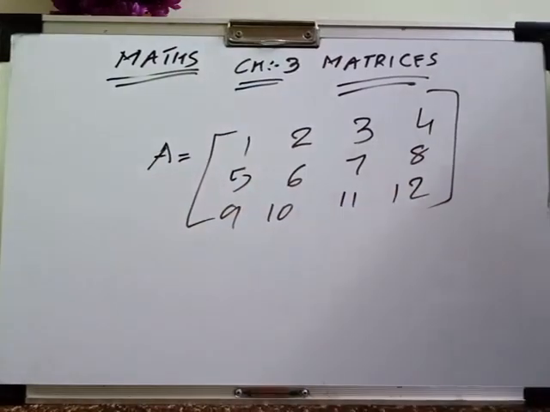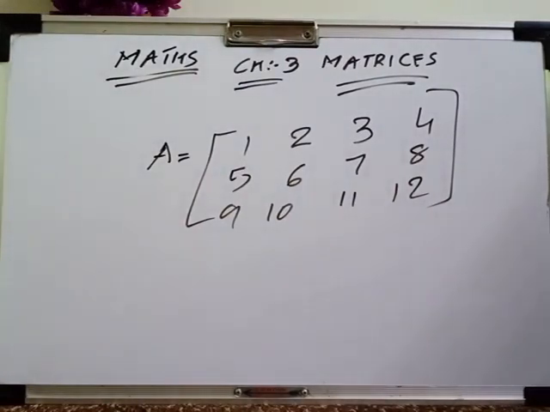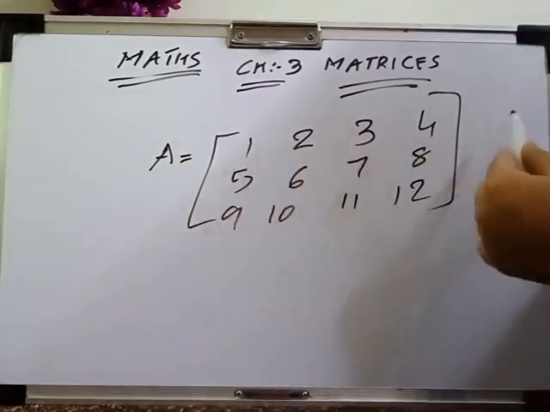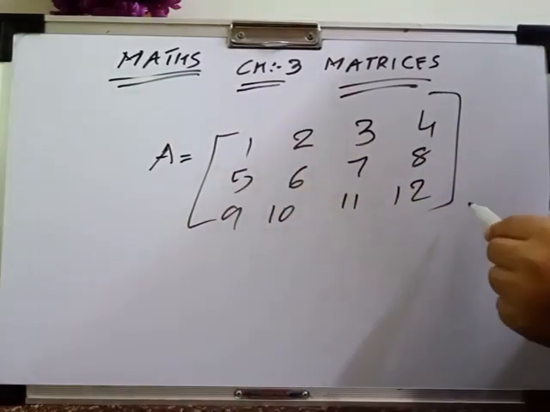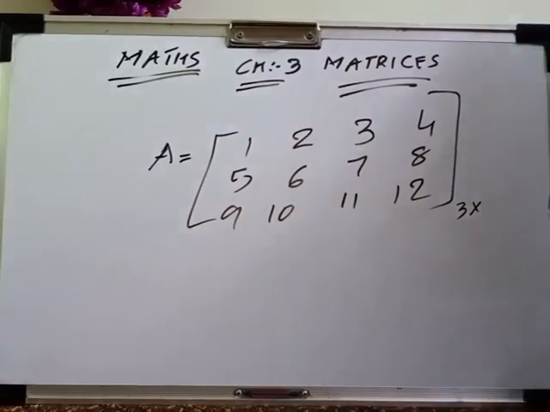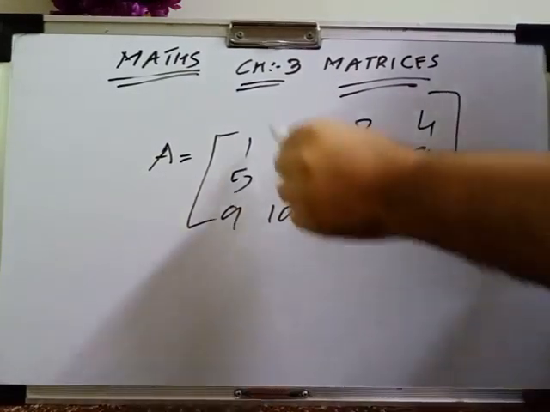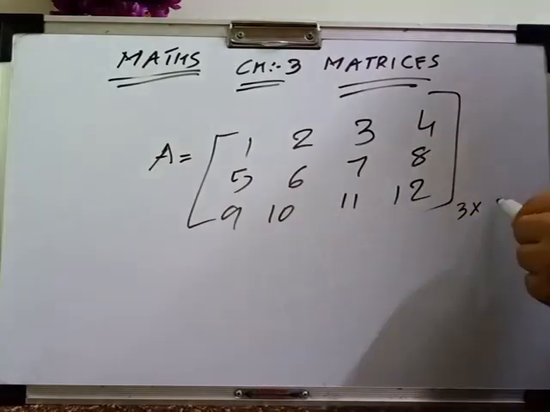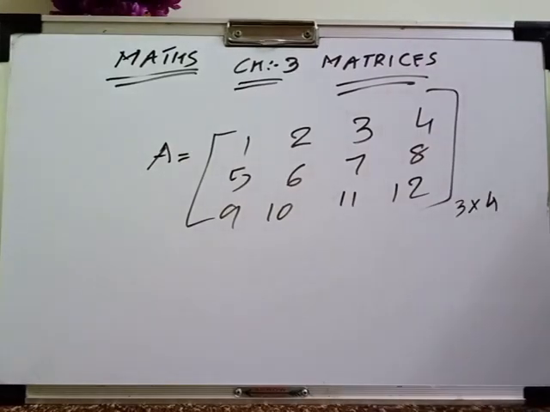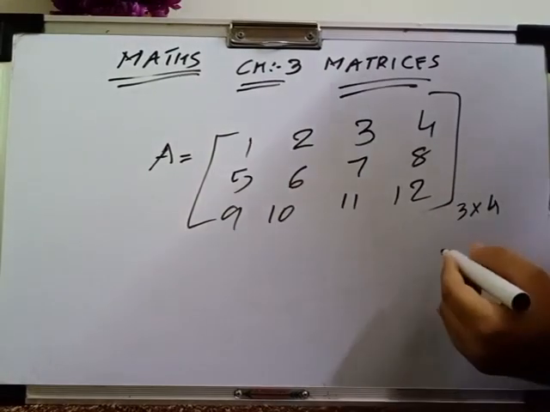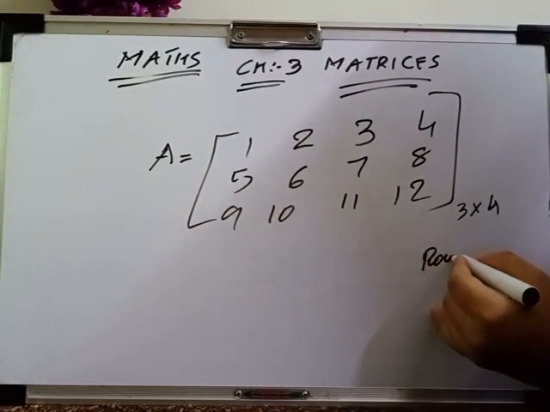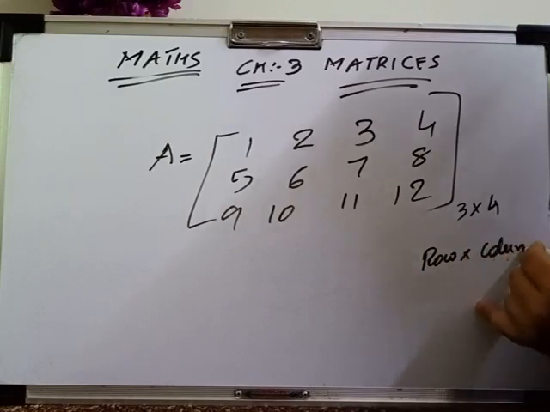Suppose this is the given matrix. If you are interested in finding the order of a matrix, then we should count the number of rows, sleeping lines: 1, 2, 3. Therefore, it has 3 rows and 1, 2, 3, 4 columns. Right. So the order of this matrix is 3 cross 4. The order is taken as row cross column. Right.